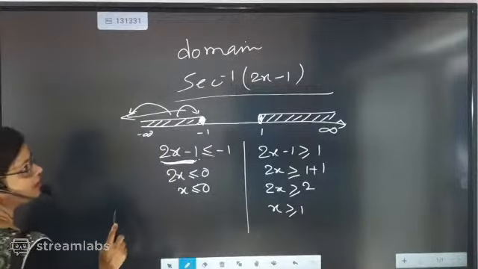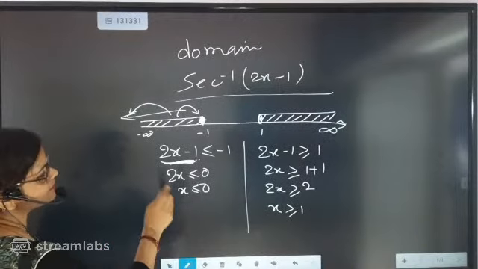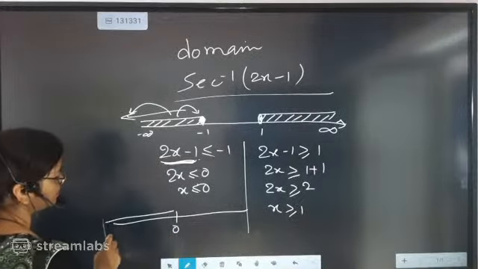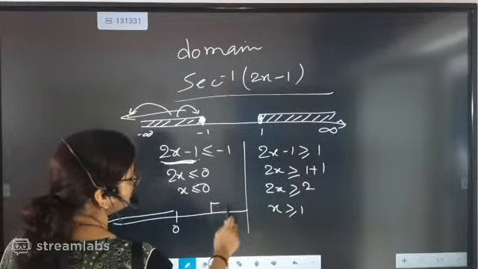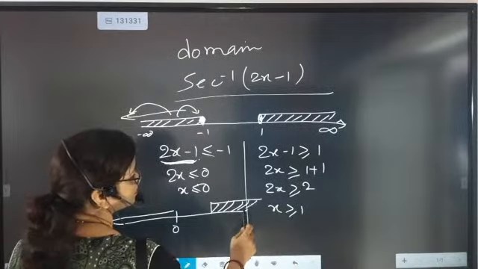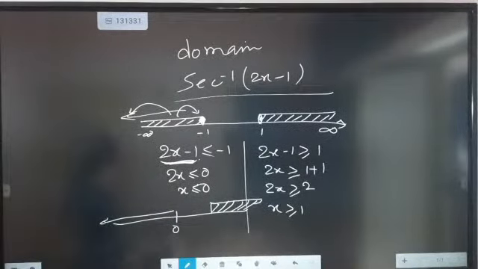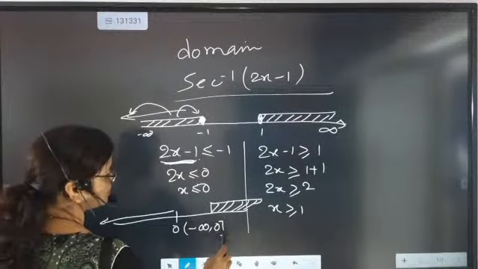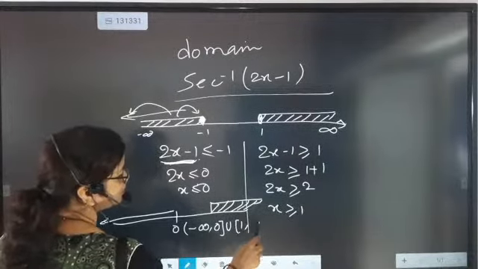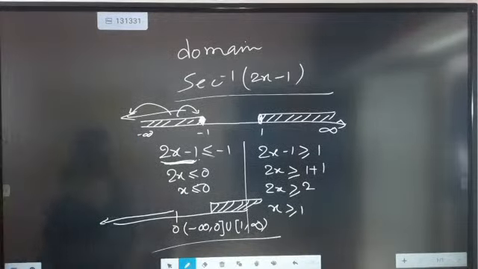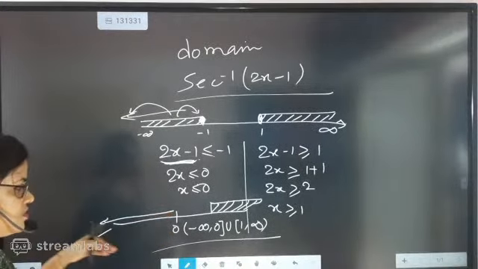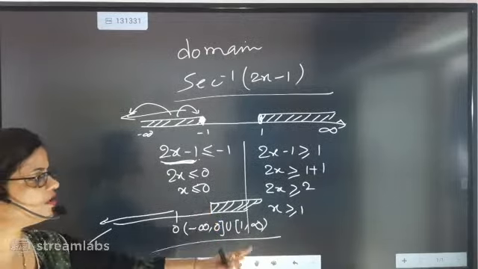So here it is changing, from 0 to infinity, and here from 1 to positive infinity. So it is coming -infinity to 0 union 1 to infinity. -infinity to 0 because x should be less than 0. So this region: -infinity to 0 and then 1 to infinity.